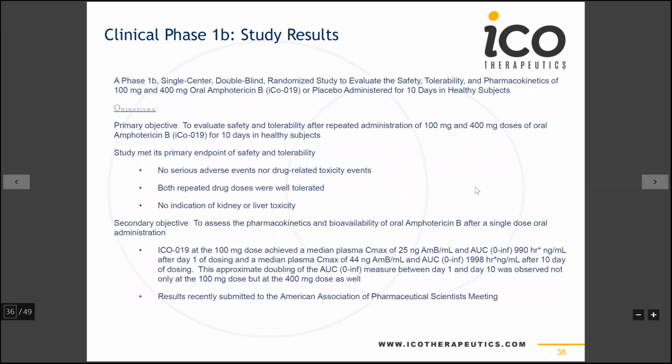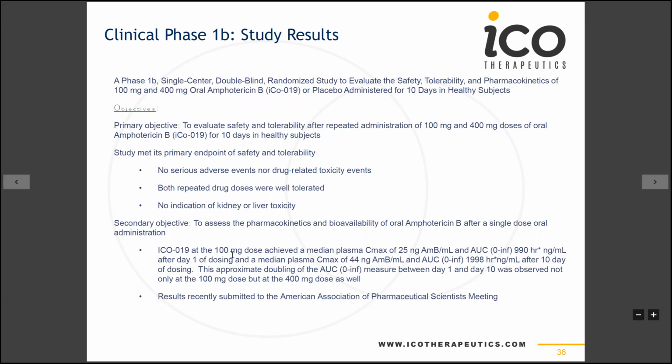And again, we hit our primary endpoints in this multiple dose study. What was again very, very important is that we did not see any adverse events or drug-related toxicities. The repeated drug doses were very well tolerated. There wasn't the GI toxicity, there wasn't the kidney toxicity, there wasn't the liver toxicity. But what's really important is again the sustained AUC as a function of time and dose.